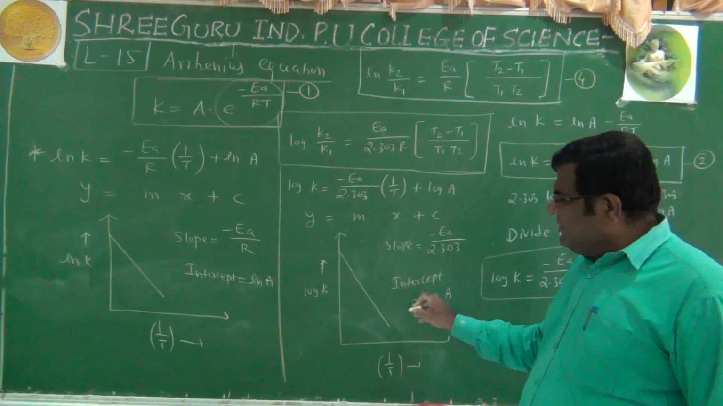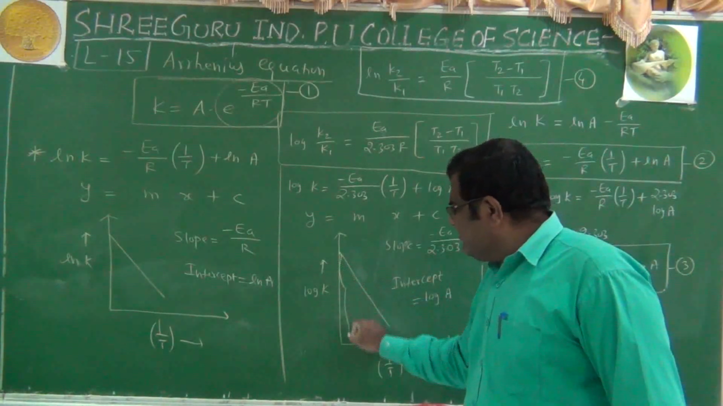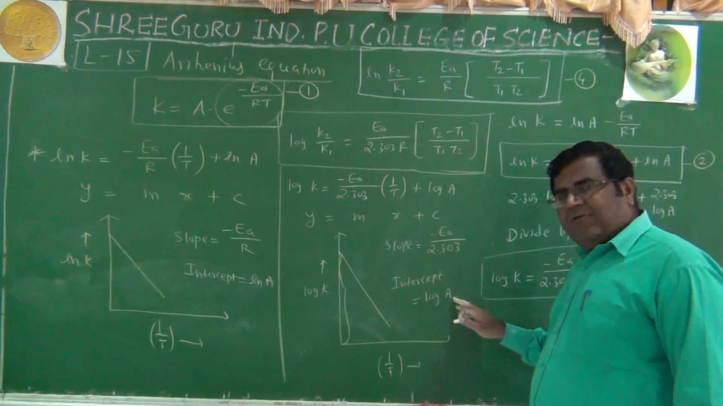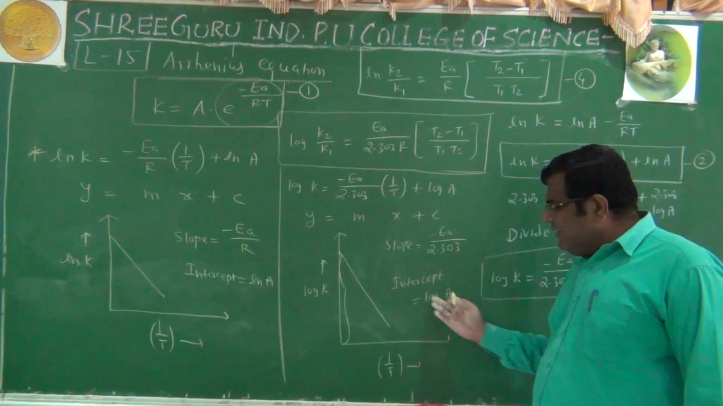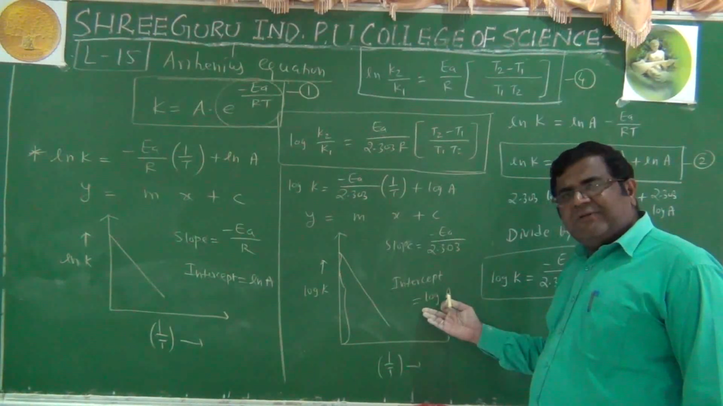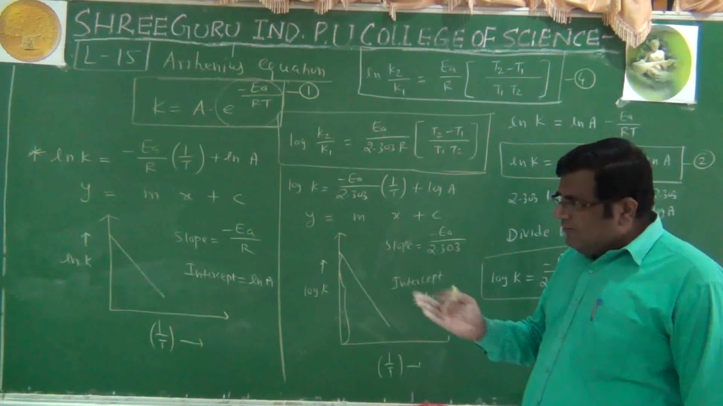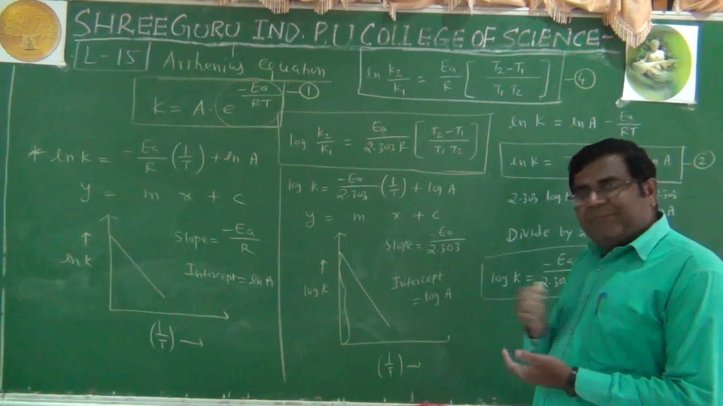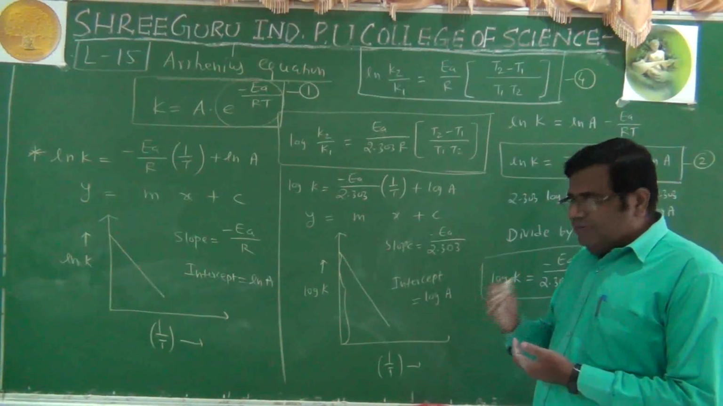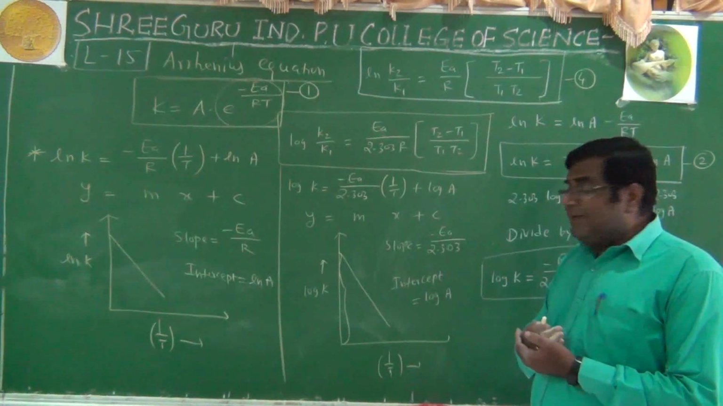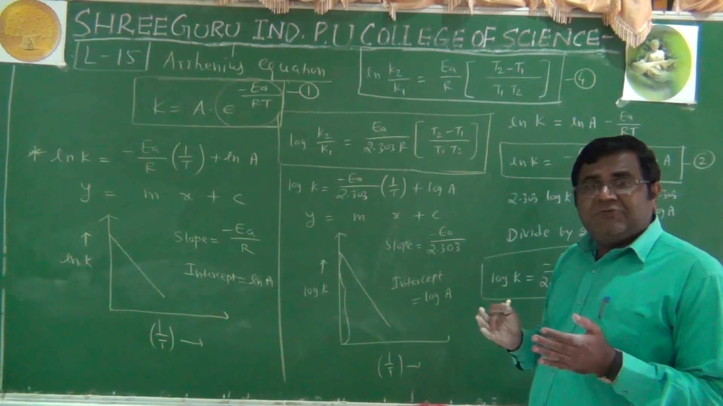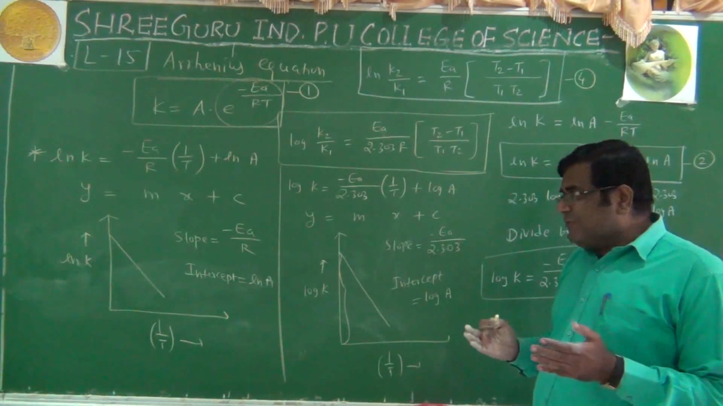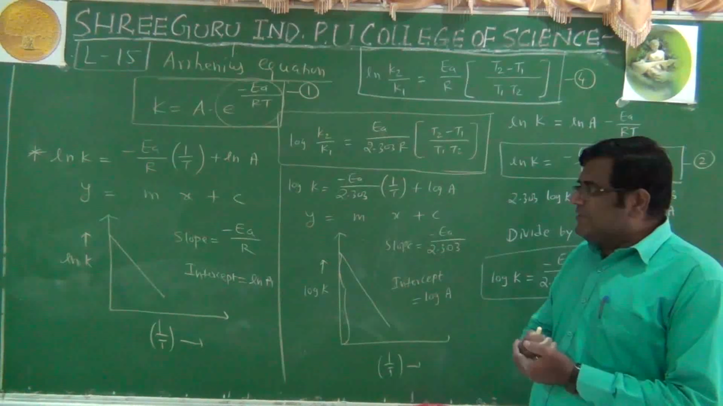In that way this is important, and we can calculate the value of A also from this intercept. Intercept is nothing but this form, log A. What is A then? A is nothing but antilog of intercept. These graphical representations, how to read them, and which information is provided by the slope and intercept is very important, very crucial. You can see previous question papers, many MCQs are based on that.